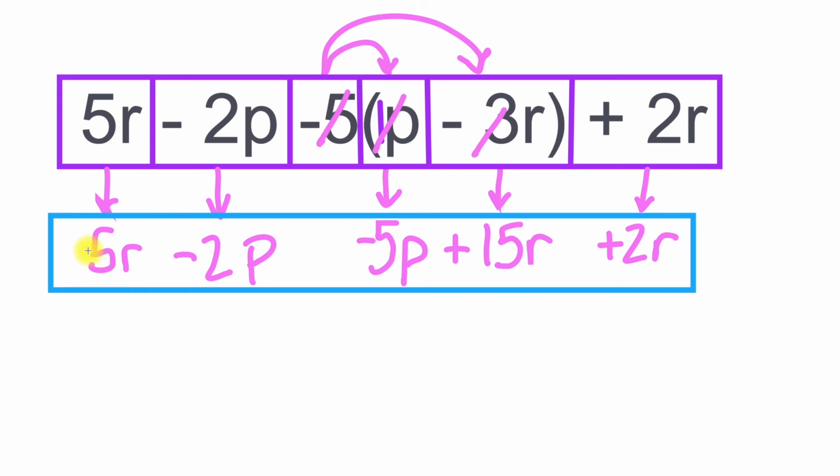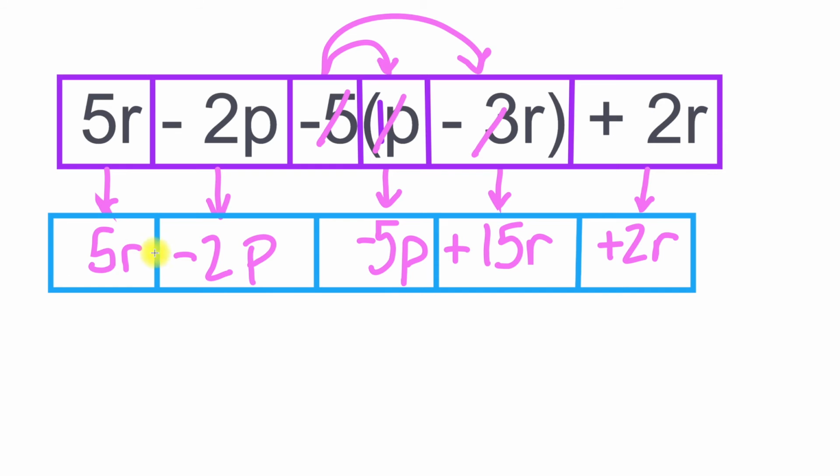And let's drop a line. So we've got positive 5r. Again, we know it's positive because there's no sign there. So I'll just drop a line there. That's our first term. Our next term starts here and ends before the next plus or minus sign, which is here. So we'll drop a line there. Our next term starts here and ends here. So our next term is negative 5p. Our next term starts here and ends here, which makes it positive 15r, and our final term is positive 2r.